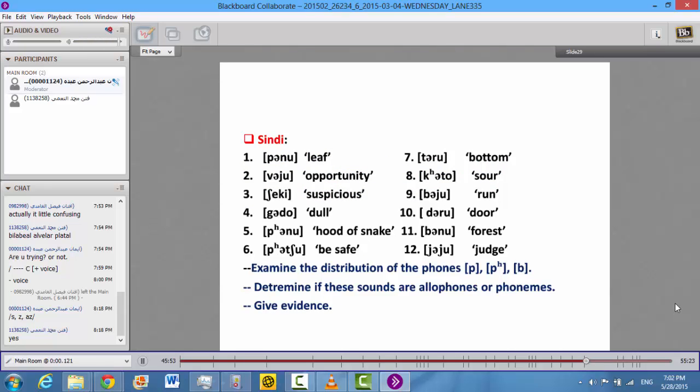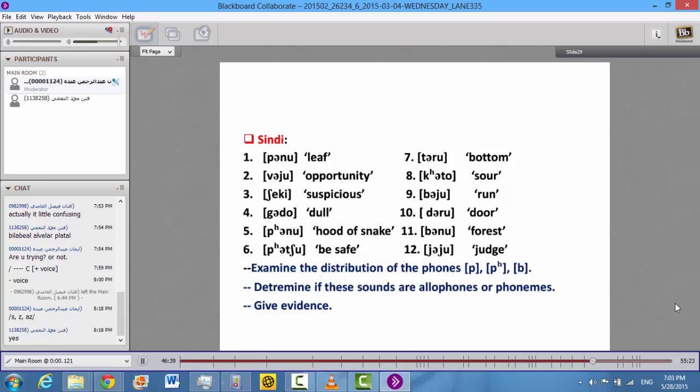Look at this data from Sindhi. Most of the data in these slides are found in the language files. They are there, and you don't have to worry. You find them in the language files. So try to do some practice. Check the data here. We have Pinu meaning leaf, Viju meaning opportunity, Sheki, special, Gedo, Dal, Pinu with aspiration, hood of snake, pet show, and in the second column we also have a number of words. You can have a look at them. I'll give you a few minutes to have a look at these.